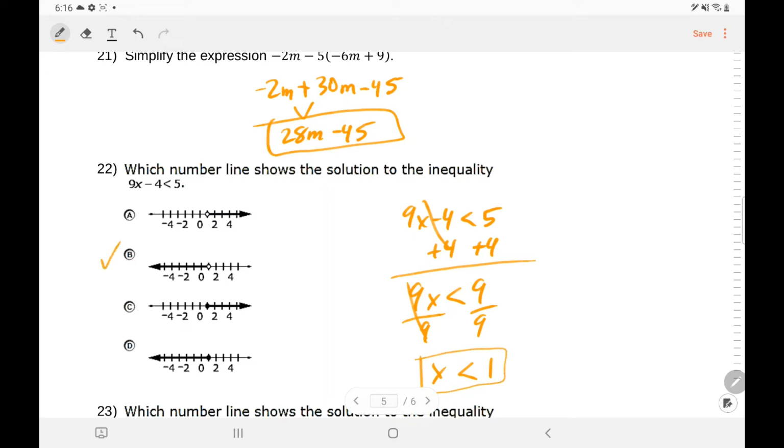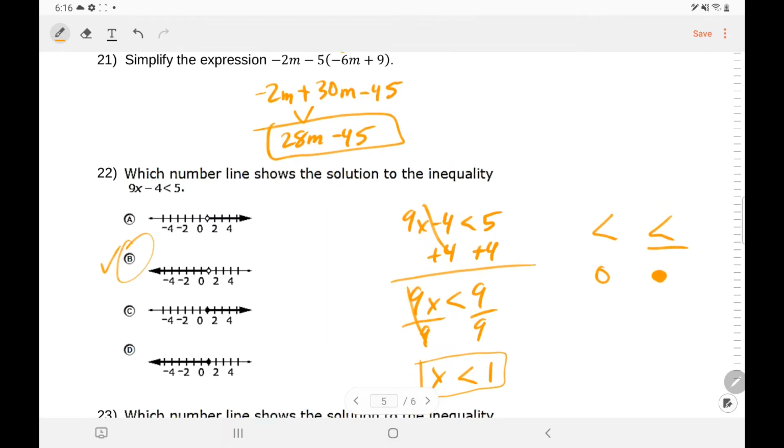It could be B, because those numbers are all less than 1: negative 4, negative 2, 0. And it could be D, because those numbers are also less than 1. But which one of the two? Remember, less than means it does not include that point. So it's an open circle. If it's less than or equal to, it would be a closed circle because you include that point. So in this problem, x is less than 1. Our answer is B and not D.